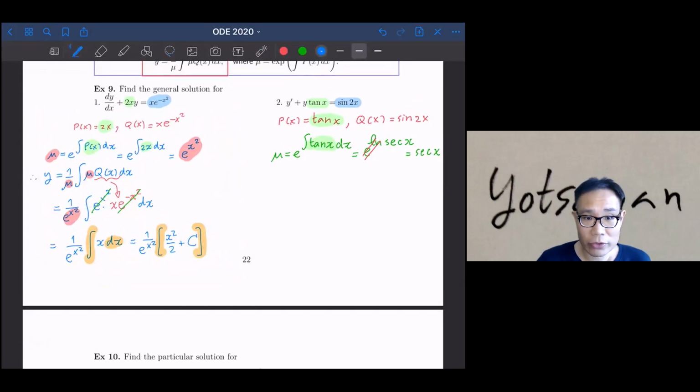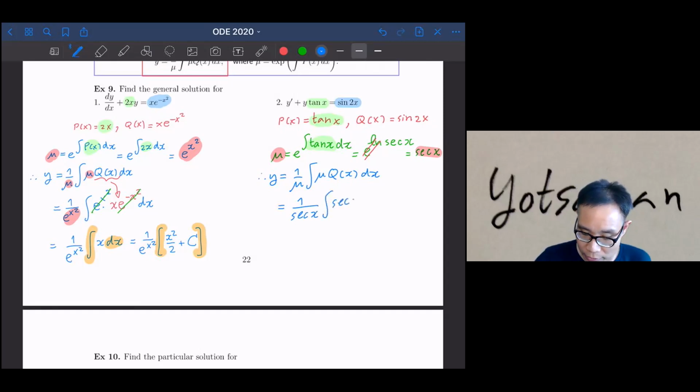For number 2, you get mu already. So let me highlight mu. Mu equals secant x. So you get y equal to 1 over mu, integrate mu q(x) dx. So it's going to be 1 over secant x, and you integrate mu, which is secant x, and you have q. What is q? q is sine 2x, so it's going to be sine 2x dx. That will be my q(x).